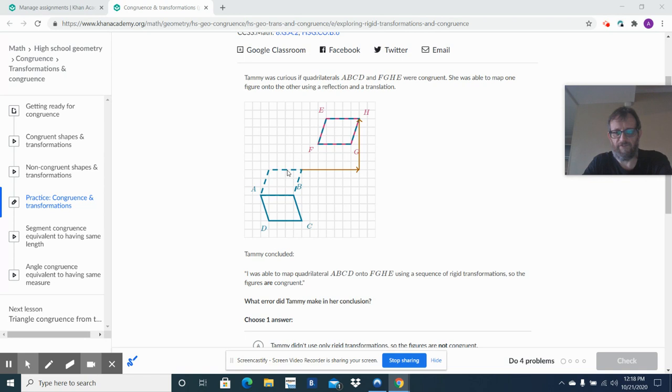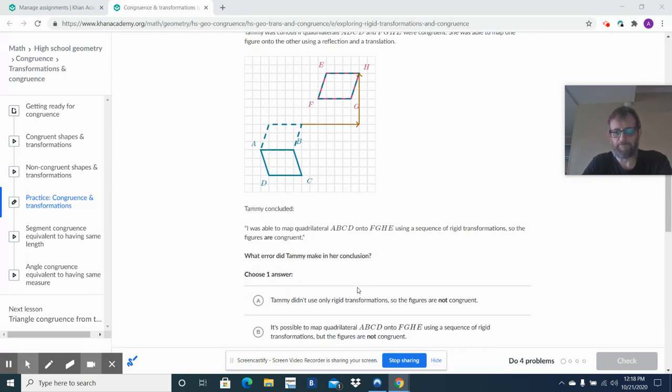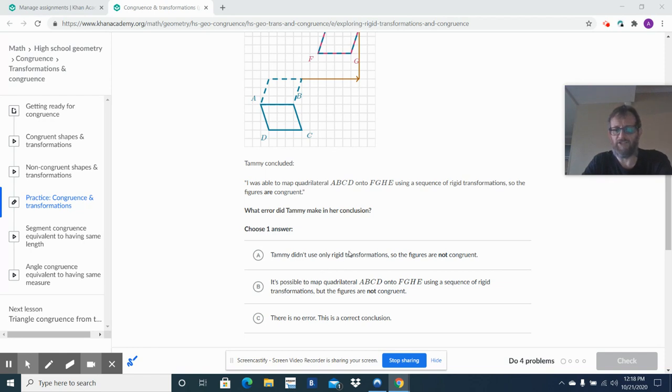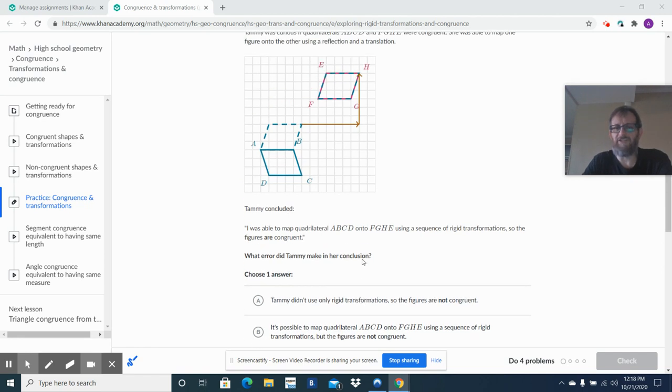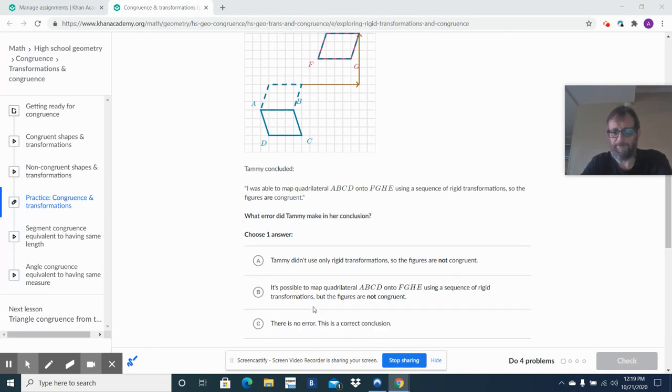So here we see she reflected it, then she translated it to the right, and then she translated it up. Tammy didn't use only rigid transformations, so it can't be congruent. Reflections and translations are both rigid, and rigid just means you don't change the size or the shape of your object. You can flip it over, you can spin it, you can slide it. Those are all rigid. A dilation is not rigid because it makes it go bigger and smaller. So she definitely did use rigid transformations.